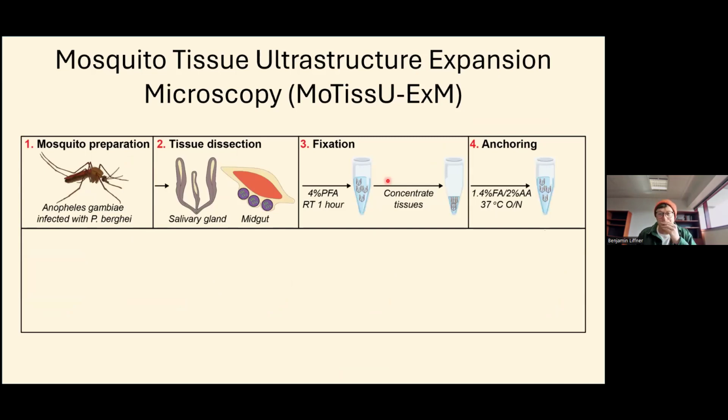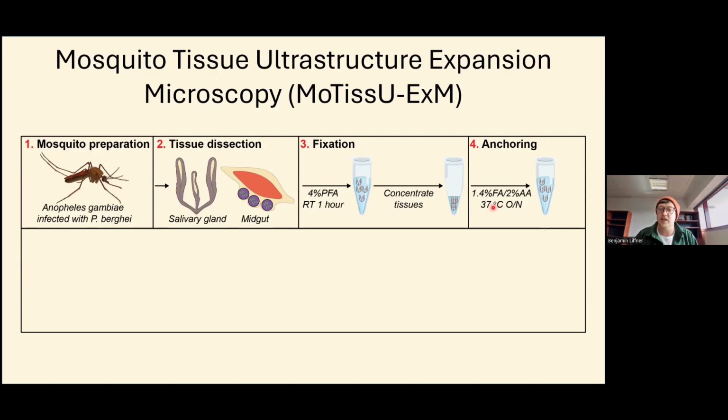And so I'll quickly run through how we prepare the mosquito tissues for expansion, because everything from now on will be using this technique. We start by dissecting out either the salivary glands or the midguts from these mosquitoes. For fixing them, we just fix in 4% PFA. And then here, to concentrate tissues, we do everything in solution, which is a little bit different to a lot of the other samples that I prepped.